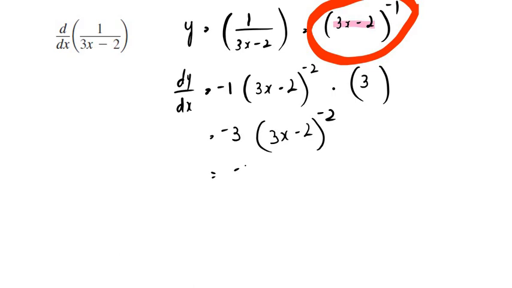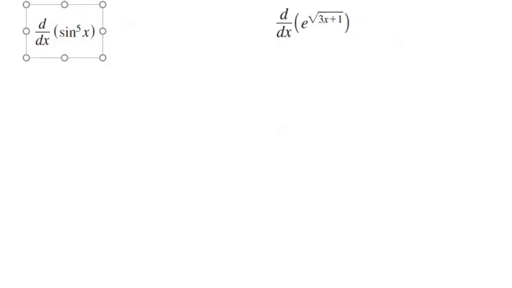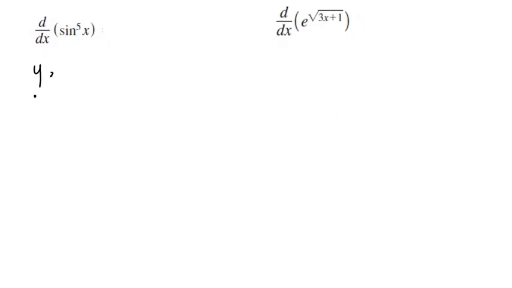and 3x minus 2 to the power minus 2. This could also be written as minus 3 in the numerator and 3x minus 2 squared in the denominator. Because of this minus sign, we can bring it to the denominator and make it a positive power.